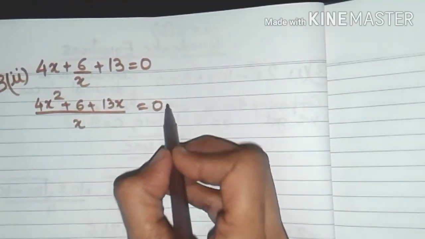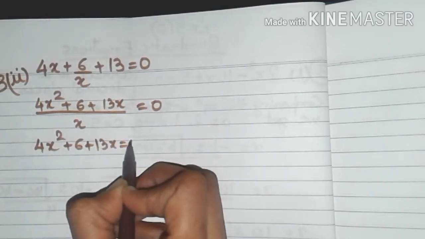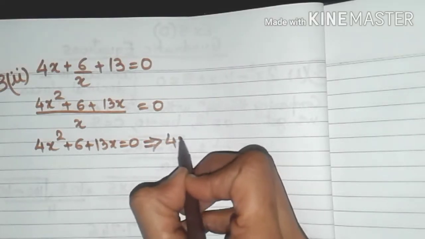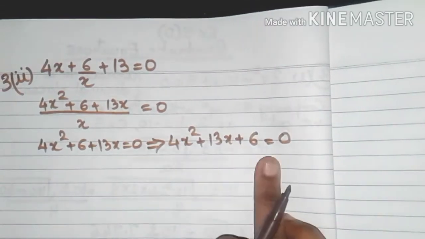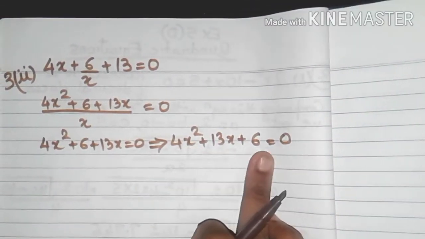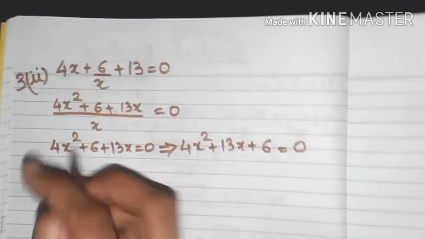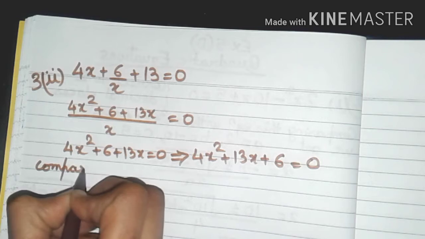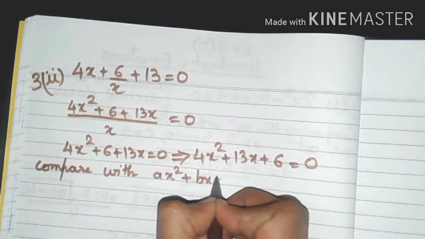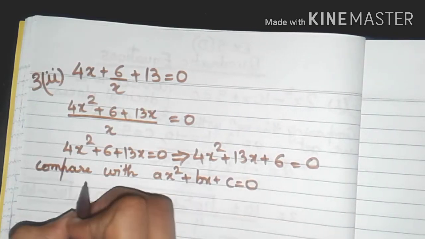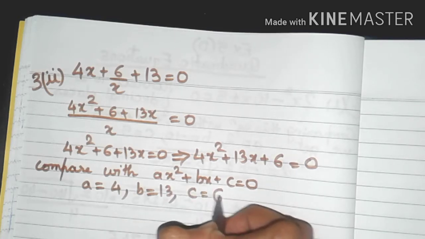We'll bring the x to the other side. So we'll get 4x square plus 6 plus 13x equal to 0. Let us rearrange the terms, equal to 0. Can we cancel out any constants? No, they are already reduced to the lowest terms. So let us compare this equation. Please write the full steps, friends. What do we get? The value of a is 4, b is 13 and c is 6.